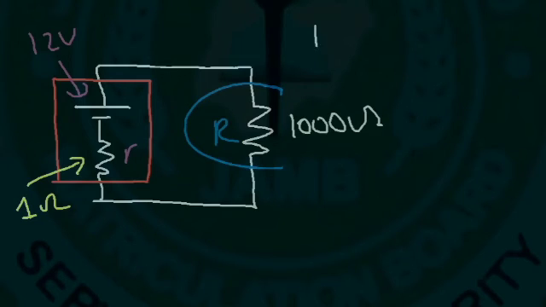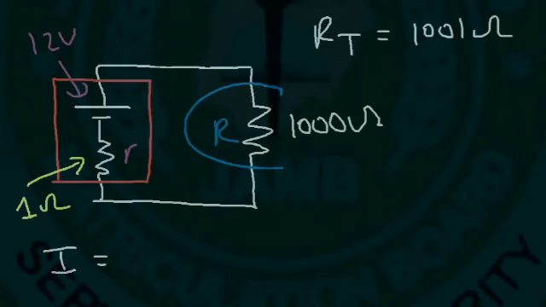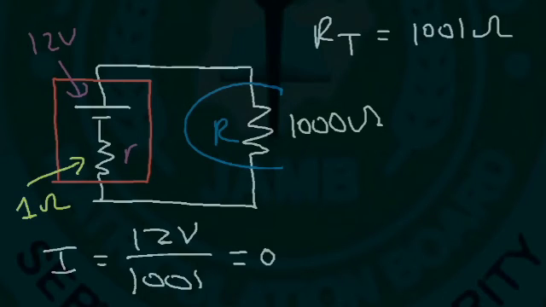So therefore, the total resistance of the circuit will now be 1,001. So the current that flows through the circuit is the EMF of the battery, the 12 volts, divided by the total resistance of 1,001. So 12 divided by 1,001 is going to be about 0.011988.